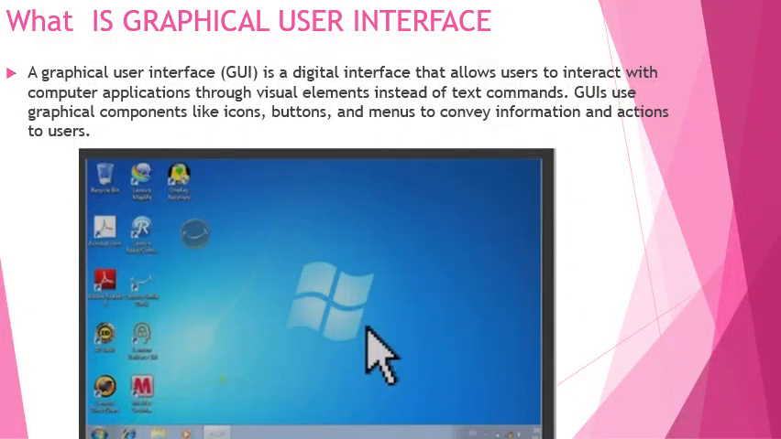For instance, it refers to the screen of a system that allows a user to interact with the icons and other applications on the computer system. So the GUI, the Graphical User Interface, uses graphical components like icons, buttons, and menus to convey information and actions to users. In this diagram of a system screen, the items on the screen are applications known as icons, which you can access and use to perform the specific task the icon requires.